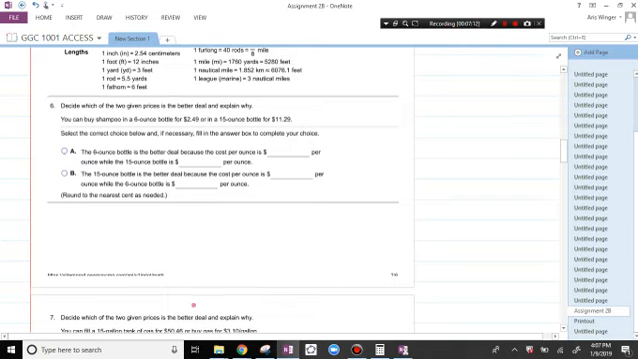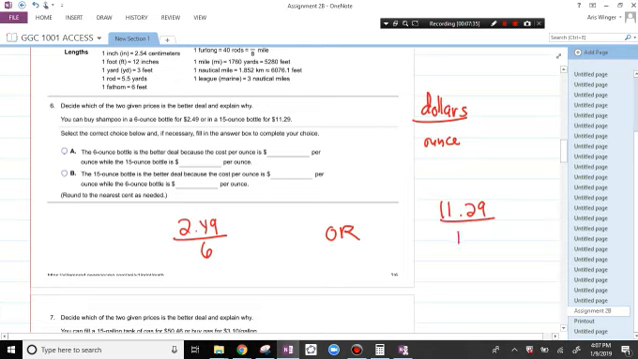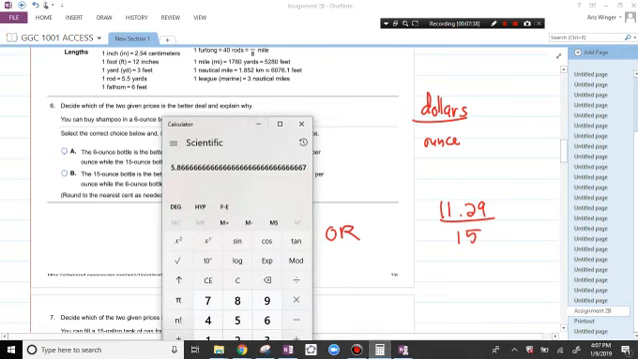Decide which of the two given prices is the better deal and explain why. So the better price, we're talking about dollars per ounce. The first one is $2.49 for a 6 ounce, or $11.29 for 15 ounces. And we'll just do the calculation.